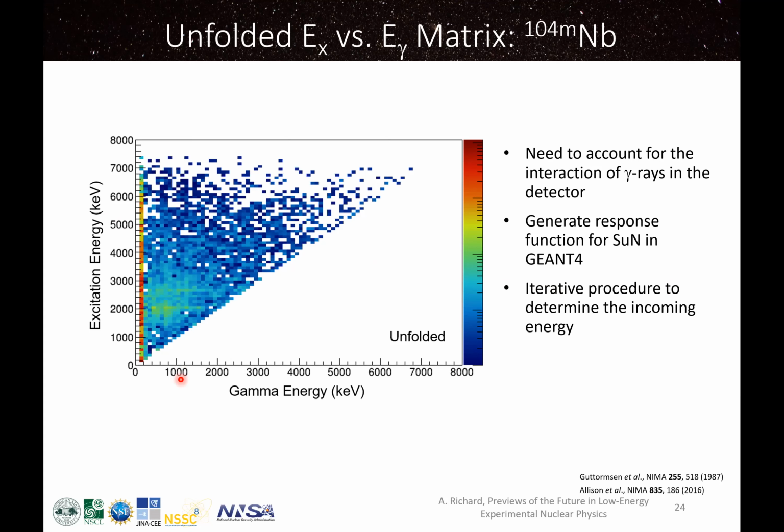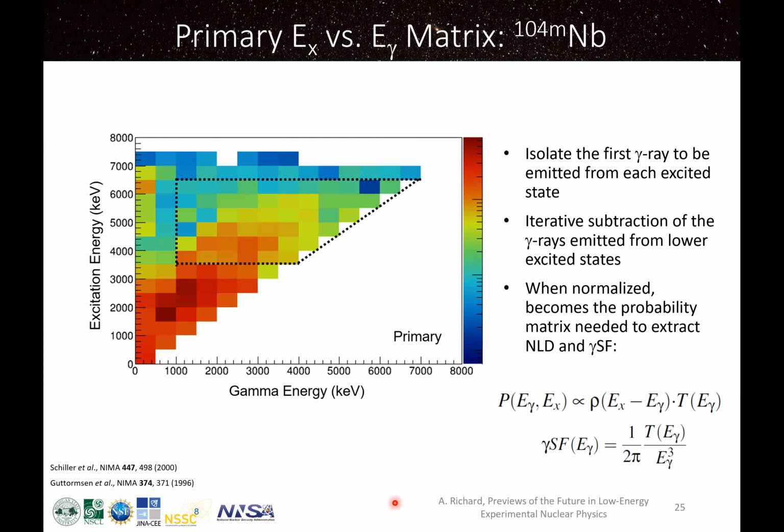After we have our unfolded matrix, the next step is to isolate primary gamma rays. This is the first gamma ray emitted from each excitation energy bin. This is also done with an iterative subtraction, where you start at the highest excitation energy bin, make the gamma ray spectra, and then subtract off weighted contributions of every other excitation energy bin. The matrix that I'm showing here is called the primary matrix, and it's only filled with our primary or first generation gamma rays. This matrix corresponds to this capital P probability matrix that's then proportional to our level density and our gamma ray strength function.